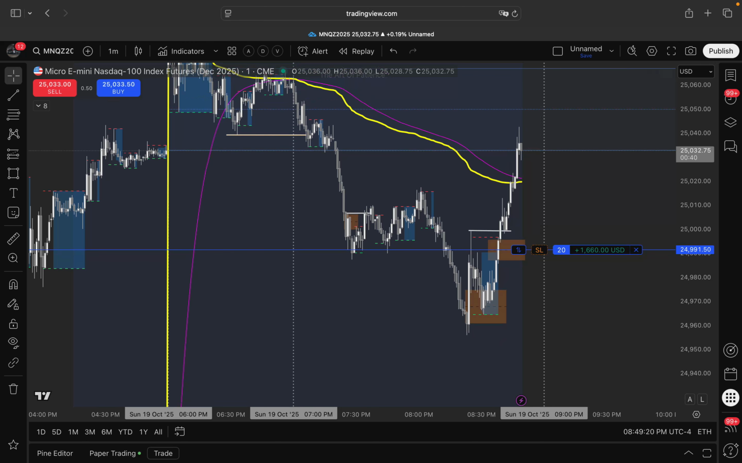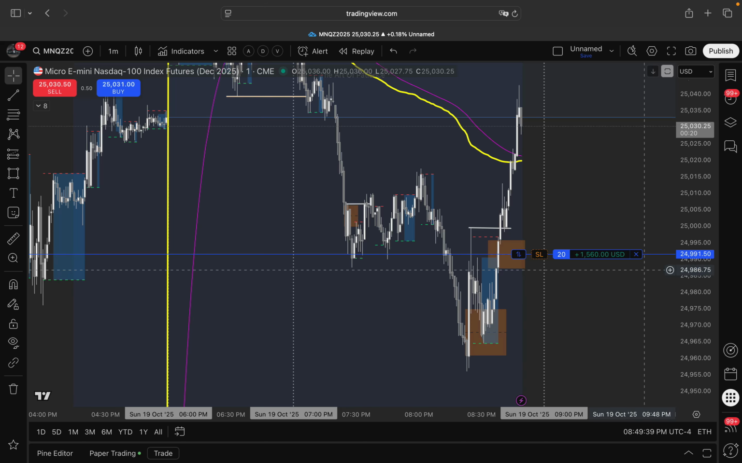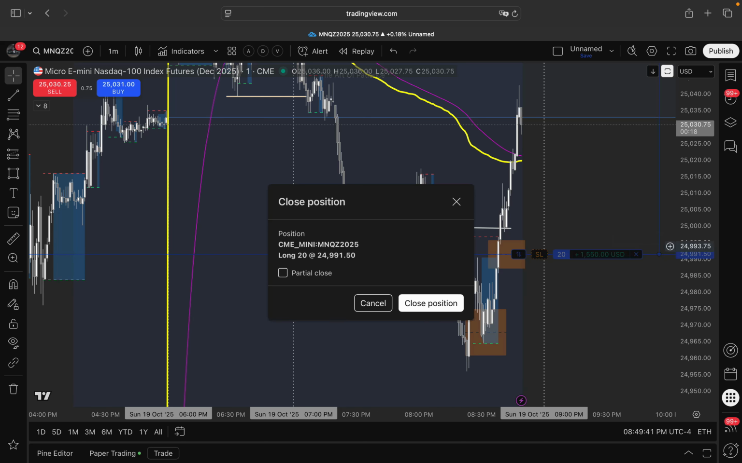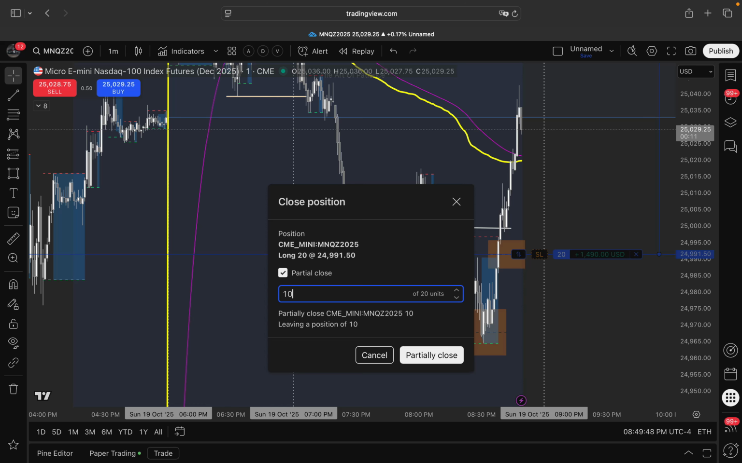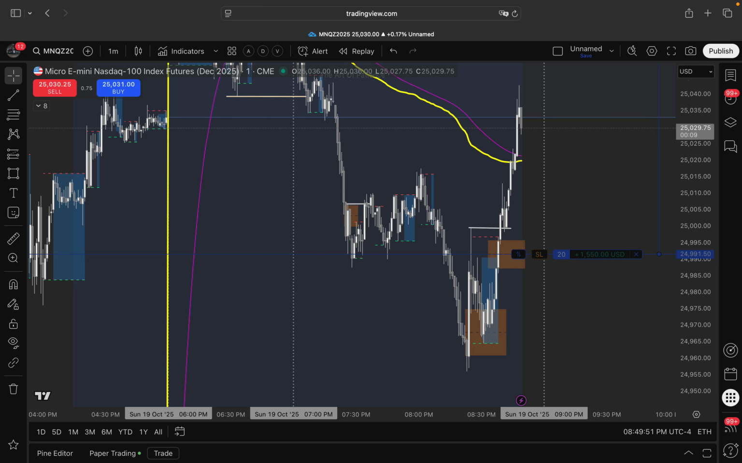And what I'm going to do is show you a few tips and tricks about risk management. So right now we're in a trade, right? We're up about $1,480, $1,470. Let's say you want to take some profits. You can go here, close position, go to partial close, and close about half of this position. Boom. Let me refresh the page.